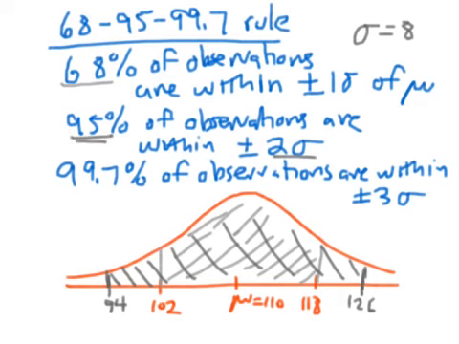I'll switch to a nice yellow color here. Okay, 3 sigmas is going to be, well, sigma's 8, so it's 24. If I go way out here, another 8 gets me to 134. Go another 8 here, it gets me to 86. Shading in this yellow region, what percent of observations are in it? Well, the answer is almost everybody, 99.7%.